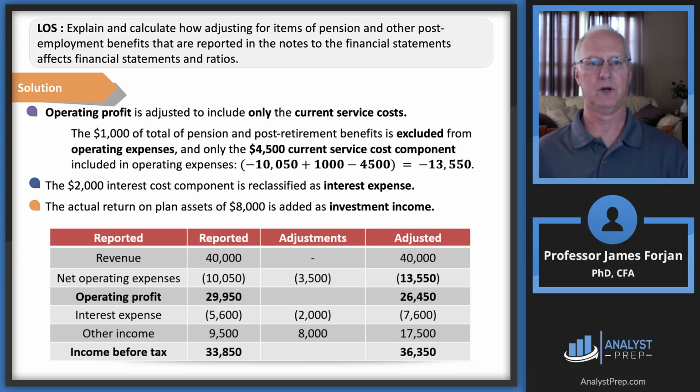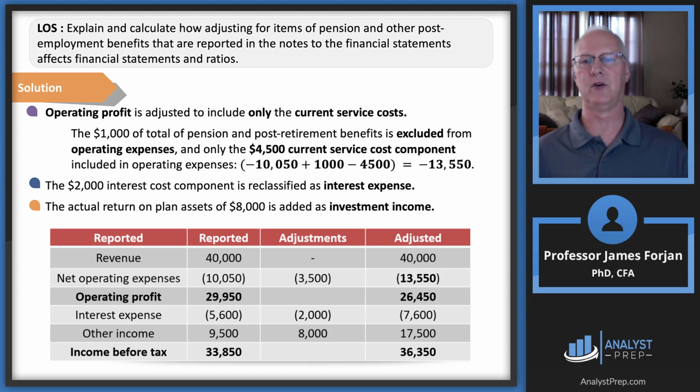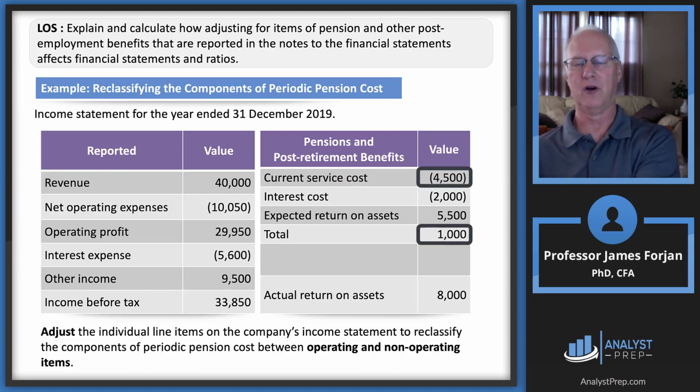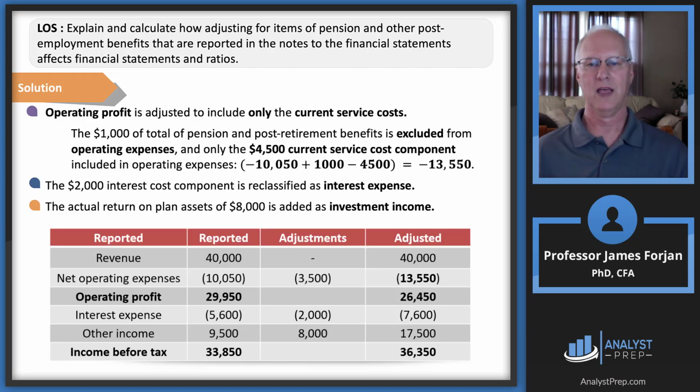And so here are the adjustments. We need to adjust the operating profits. So let's go back here. We've got the 10,050, the net operating expenses. What we need to do is add back in the 1,000 of total, and subtract out the 4,500, that current service cost. That gets us to an adjusted amount over there, and that changes the operating profit, obviously. And then we need to add that interest expense in. That gets us up to 76.